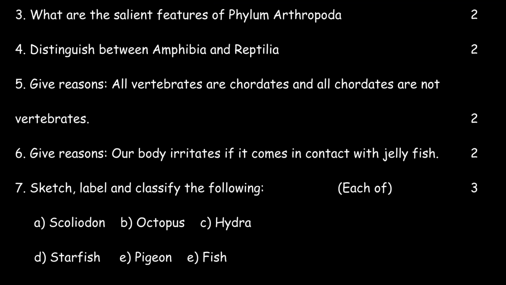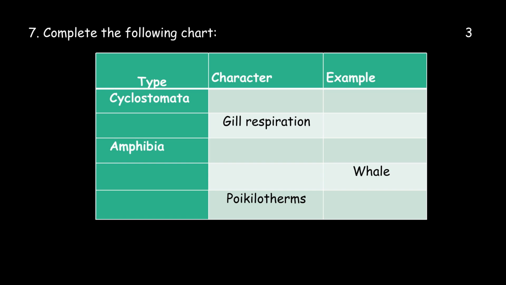Then distinguish between amphibia and reptilia. So all these things about animals you have to remember. Label and classify the following: octopus, hydra, starfish, pigeon. Out of that, one will come in the exam, each of 3 marks. Then complete the flow chart; that also comes in the examination.